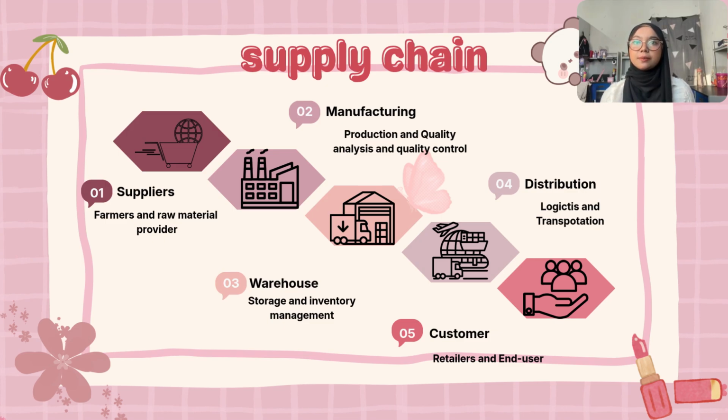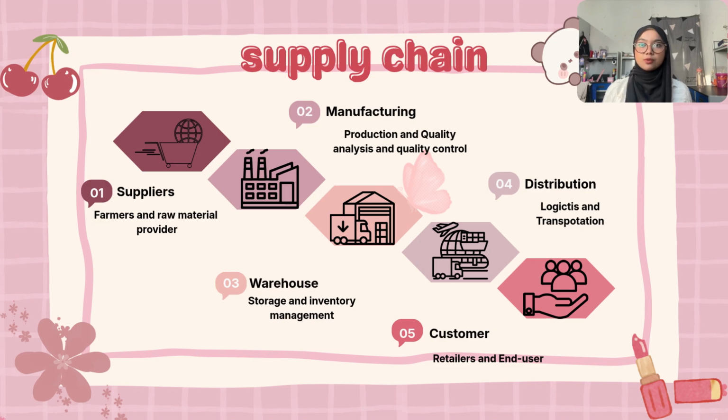I will explain the supply chain design of hibiscus herbal lipstick. The supply chain starts with raw material sourcing, where hibiscus flower, natural oil, and wax are obtained from trusted suppliers and local farmers. All materials are inspected before production to ensure quality and safety.